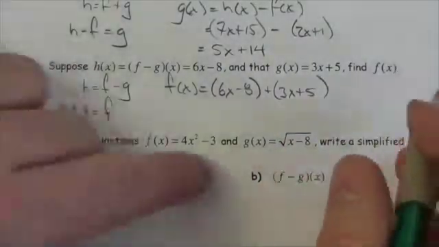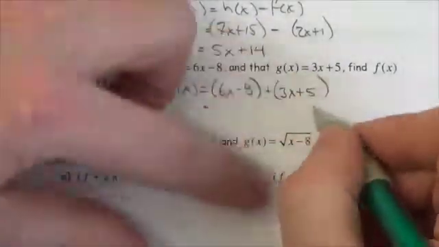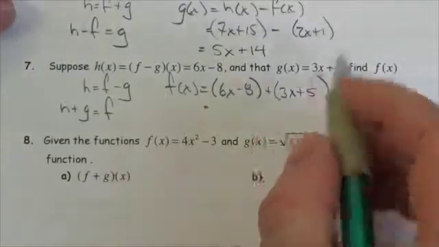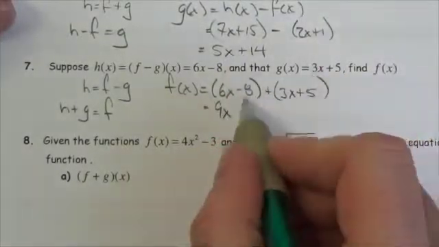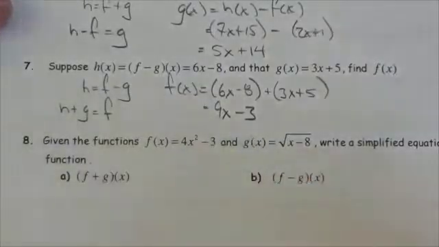Okay, and again, I put parentheses around those things so that I realize that it's all of h plus all of g. And now when I drop the parentheses, 6x plus 3x will be 9x. Negative 8 plus 5 will be negative 3. And so there's my expression for f of x.